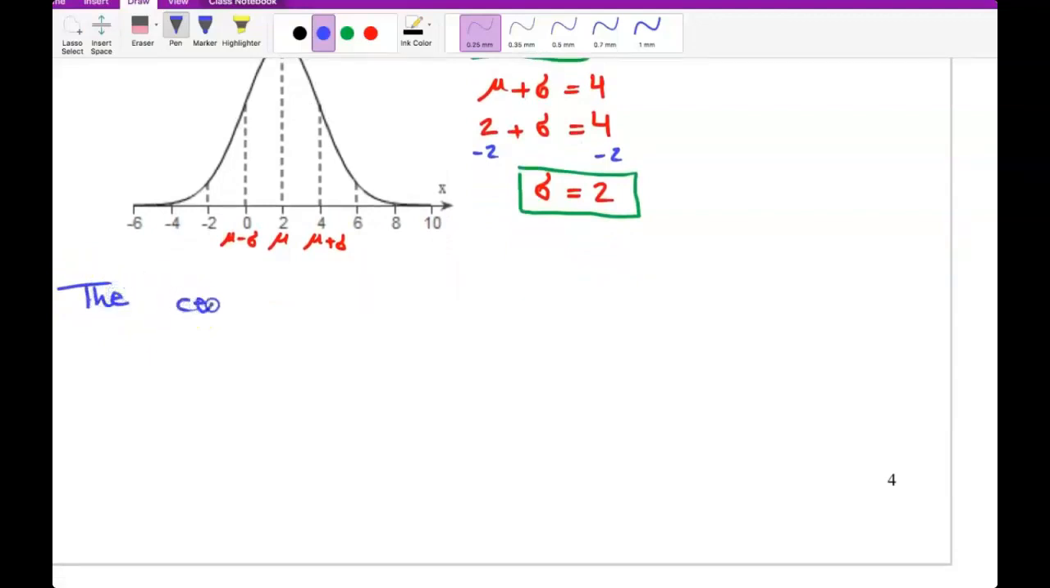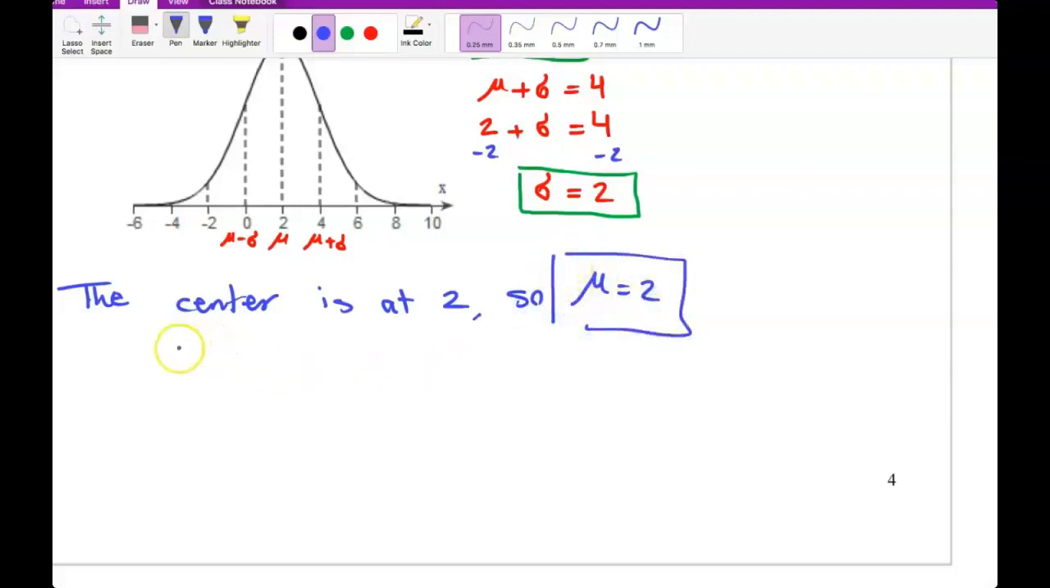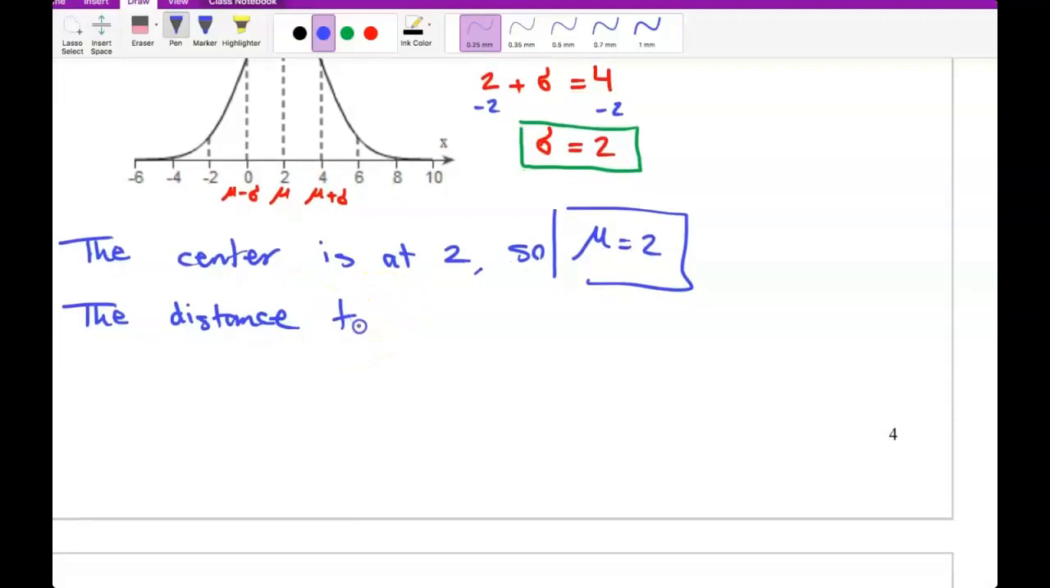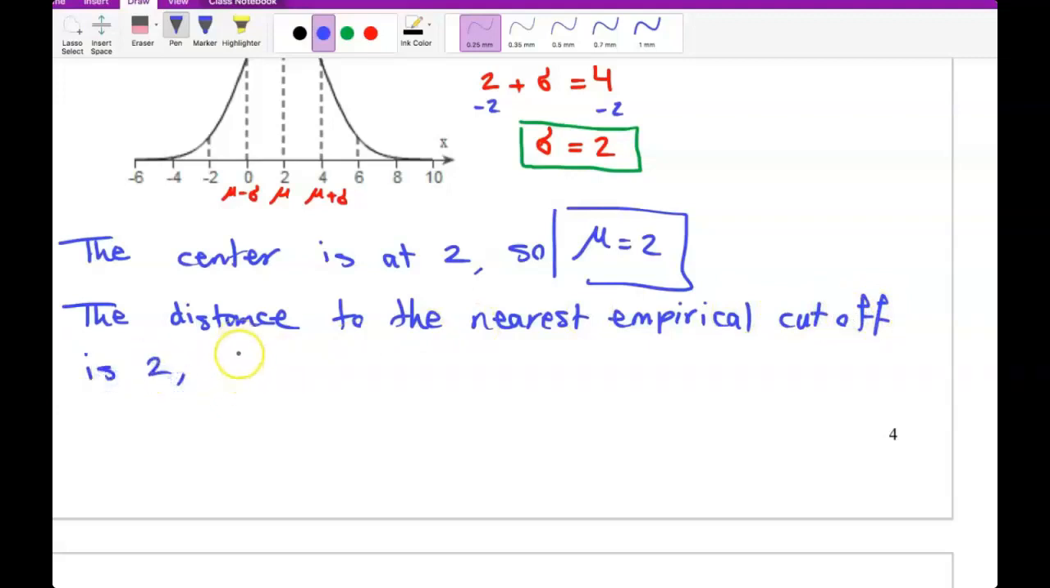So the center is at 2. That's why the mean is equal to 2. And also the distance to the nearest empirical line, because here we use the empirical rule, is 2. That means standard deviation is equal to 2.